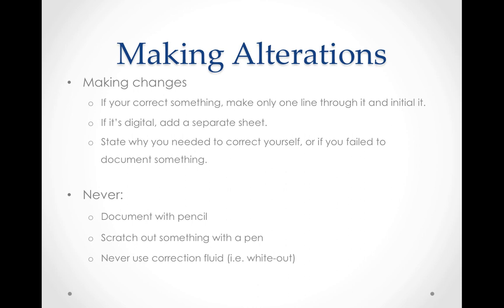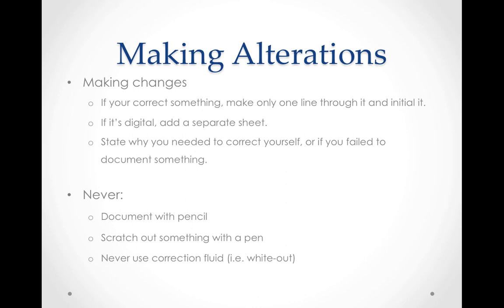We don't use paper in our PCRs a whole lot. They're still being used, but they're not quite as common. Digital is a lot more common. And when you do that, if you're using a specific program, follow the protocols in that specific program. But if not, if you are submitting something later on, make sure it's on a separate sheet, and always state why you needed to correct yourself. If you said the injury was to their left shoulder, but it was actually to the right shoulder, you need to just put, hey, I forgot.